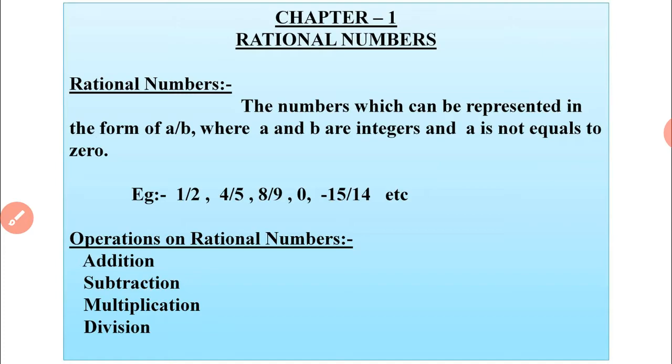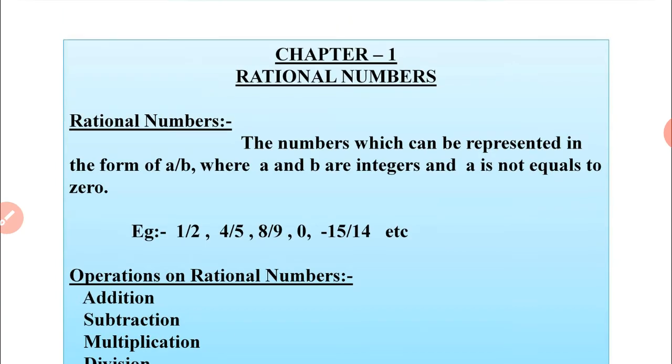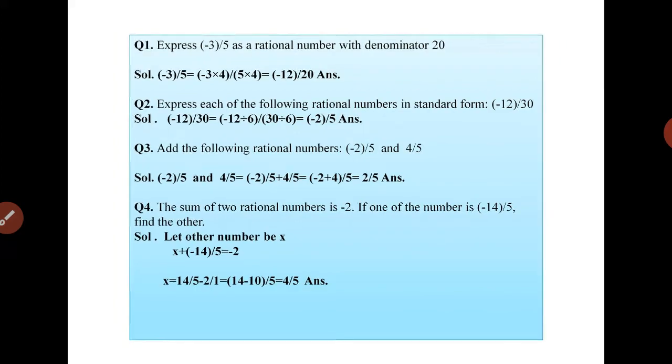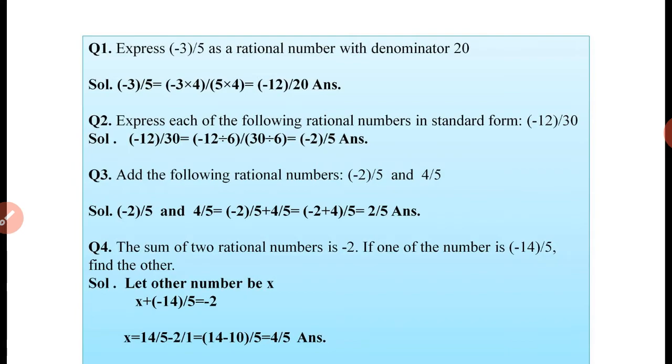Now see operations on rational numbers. In rational numbers we have to do these four things: addition, subtraction, multiplication and division. Now see question number 1. In this question, express minus 3 upon 5 as a rational number with denominator 20. So solution: minus 3 upon 5.